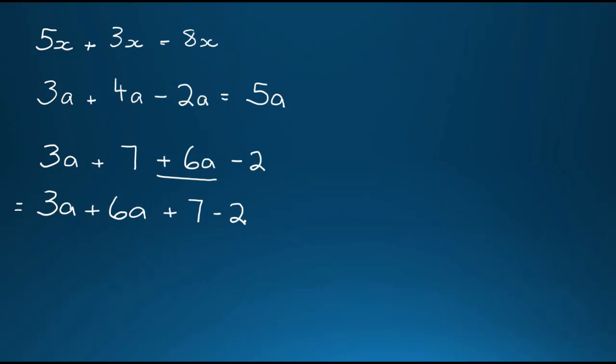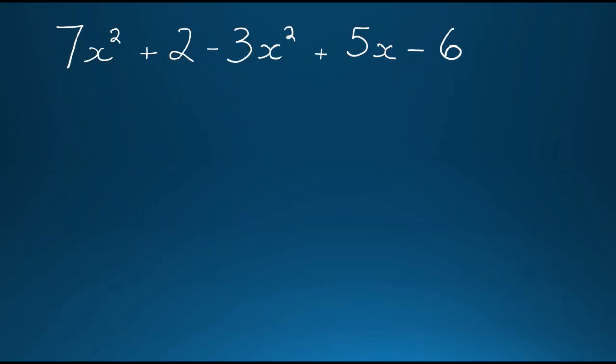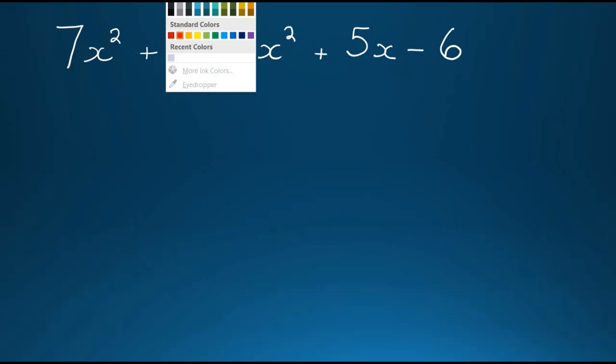Now that I've got my terms grouped, I can look at each section and work that part together. So there's my first set of like terms, and so that becomes 3A plus 6A becomes 9 lots of A. And here's my second set, plus 7 minus 2. So 7 minus 2 is 5. So 9A plus 5.